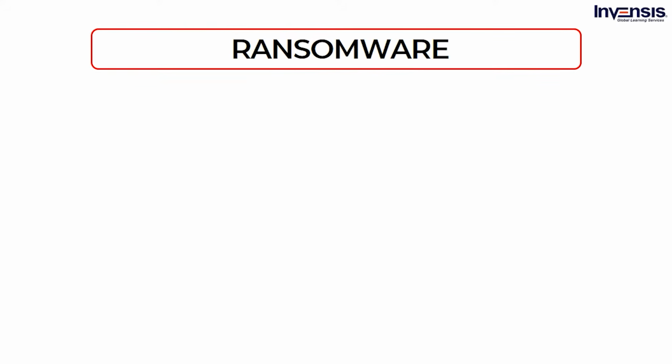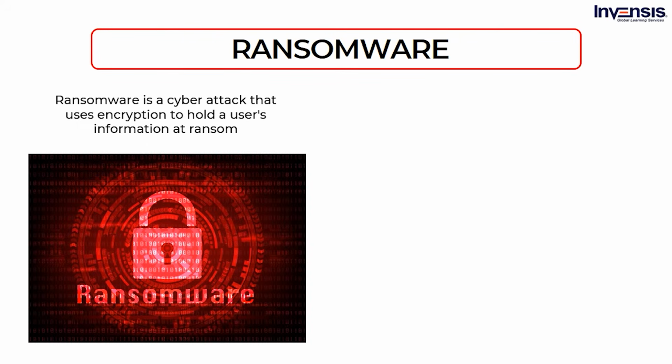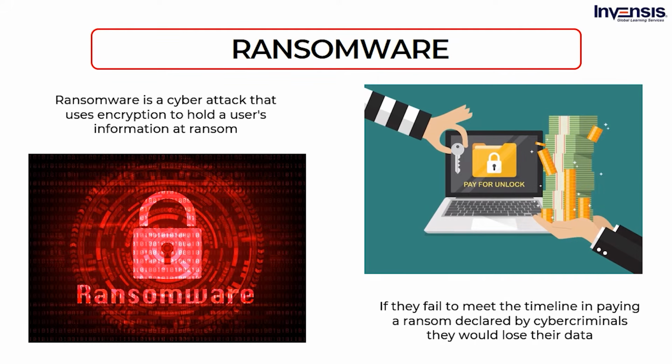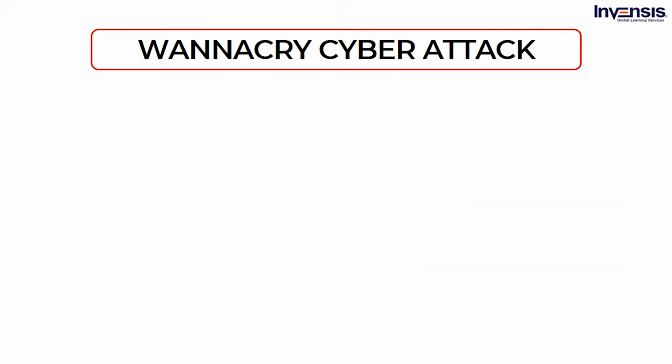The next type of cyber attack is called ransomware. In a ransomware attack, the user is compelled to remove all of their data and information from their system if they fail to meet the timeline in paying a ransom declared by cybercriminals. In spite of all this, there is no guarantee as to whether paying the ransom would secure their data or not. Let us now look into a recent 2017 ransomware attack called WannaCry.